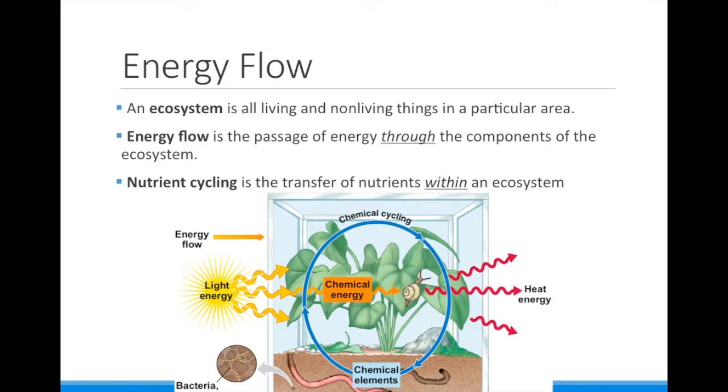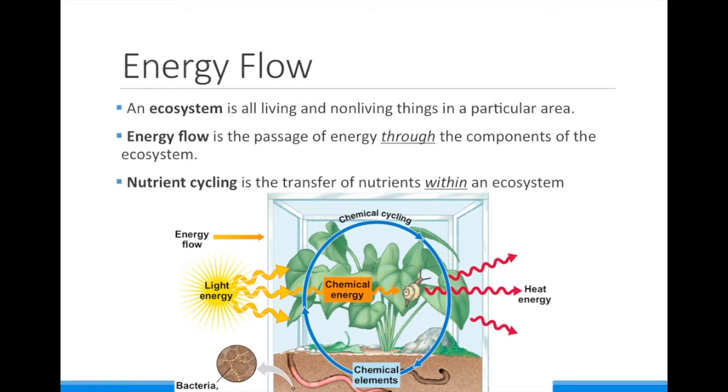So the next thing that happens is the consumers eat the producers, and the energy is transferred again. As the animals use the energy to power their own bodies, a lot of energy is lost as heat as well. Ultimately, all of the energy will be used by the animals or lost as heat. Without the sun continuously sending energy to Earth, we would run out of energy.